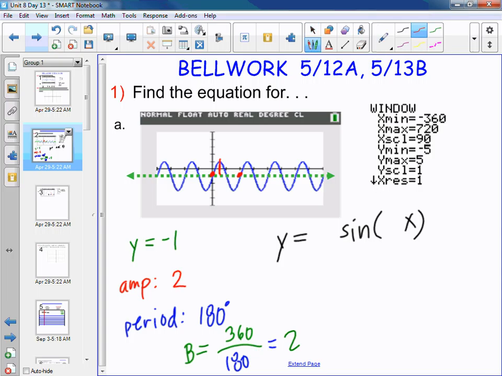For us, we've already identified amplitude of 2. We've calculated a speed factor, frequency, of 2 also. And lastly, my center line: everything was shifted down 1 unit, so we need a -1.